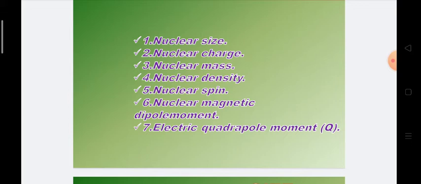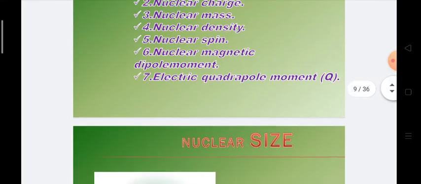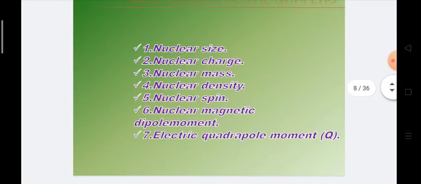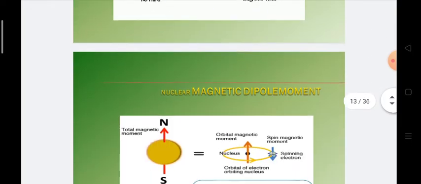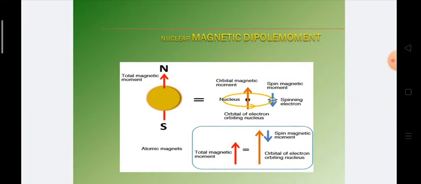Nuclear mass is nothing but mass of protons plus mass of neutrons, which is already given by a formula. Nuclear density is a constant value, and this constant is equal to 1.18 into 10 to the power of 17 kg per meter cube. It may be a small nucleus or a big nucleus, there will be no change. Density of the nucleus is always constant.